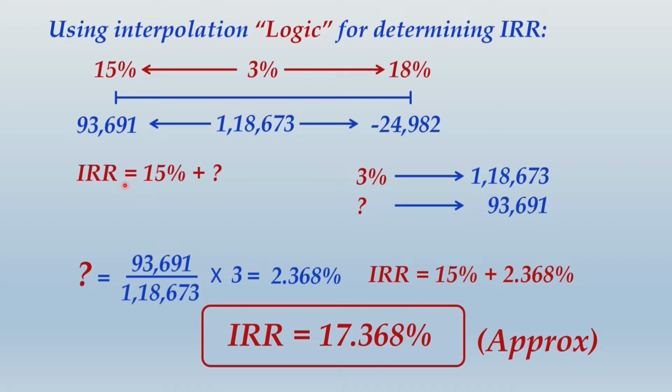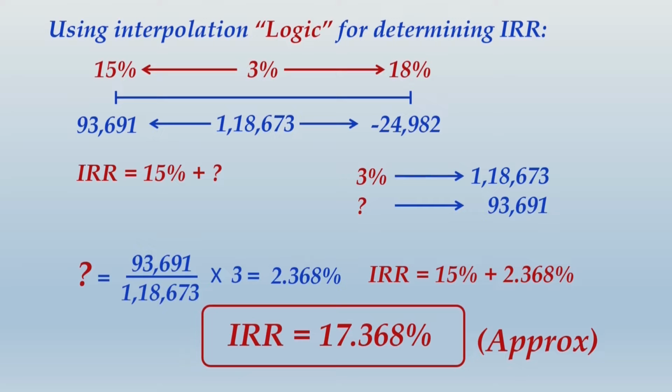Now please carefully pay attention to one thing. When you have written the IRR formula, what did you write in the formula? You started with LDR, which is 15%. Then in this ratio, in the numerator you took NPV at LDR, that is 93,691. In the denominator you have taken difference between NPV at LDR and NPV at HDR, that was 1,18,673, and that whole thing you have multiplied by 18 minus 15%, which was 3. So indeed, from this logic itself, the interpolation formula has been derived, which you have already written and applied for calculation.